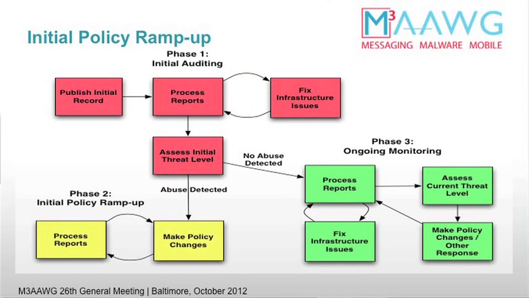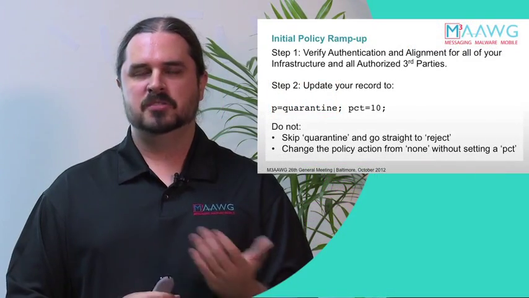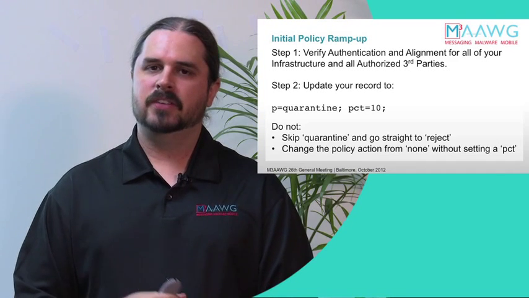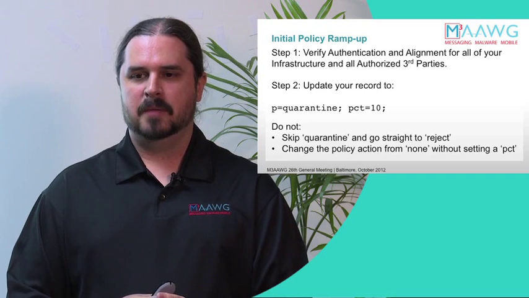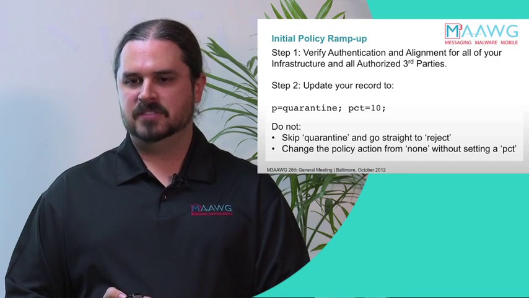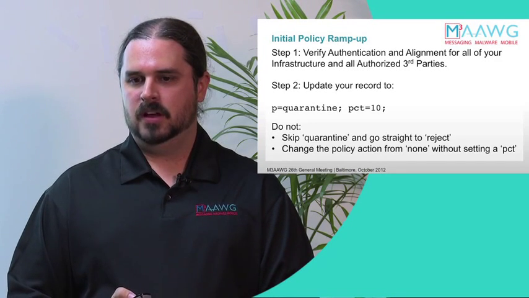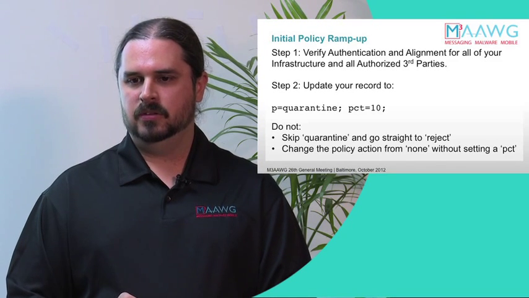So assuming that at the end of your threat assessment, you come to the conclusion that you want stronger policies, you have a large amount of phish and very few, if any, false positives that you're concerned about, then you'll want to proceed with ramping up your policy. And that's phase 2 of the overall process, as you can see in yellow there.